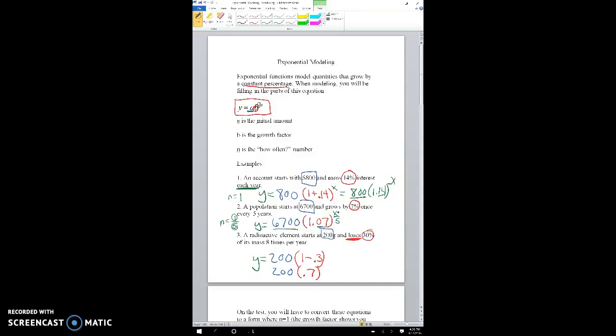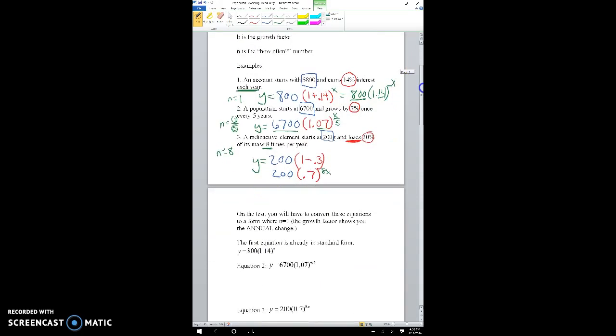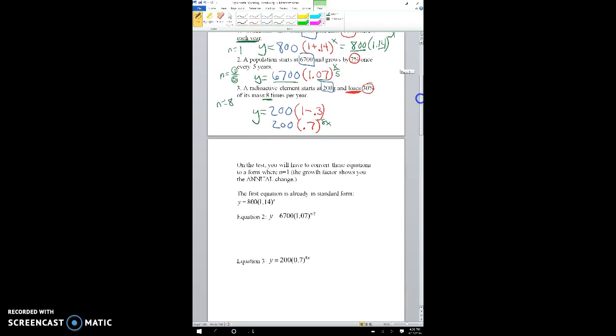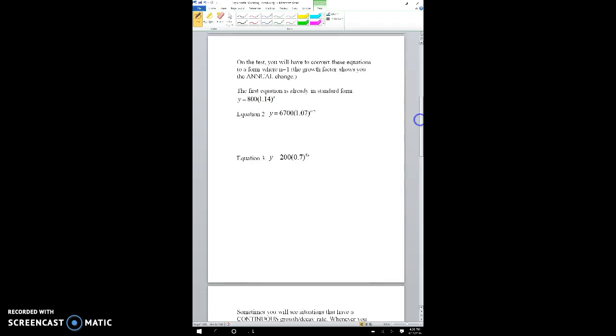In number 3, I lose 30%, 8 times per year. So here n is going to equal 8. So I'm losing 30% 8 times a year. So here in the exponent, I'm going to have 8 times x. Okay, so there are a bunch of questions on the test that are like that, where you have a description and you have to write an equation for it.